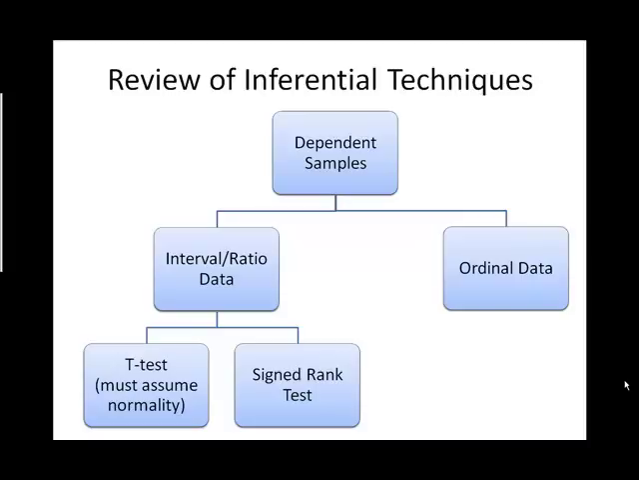So if we collect an ordinal variable from dependent samples, that data can be analyzed using the nonparametric signed rank test. So you'll notice in both of the slides, the one variable type that's missing thus far has been nominal data, and that's coming soon. So stay tuned for the nominal data inferences.